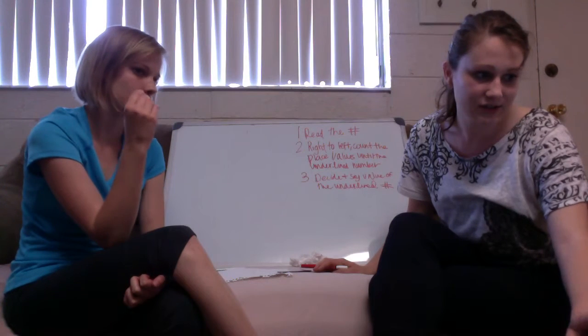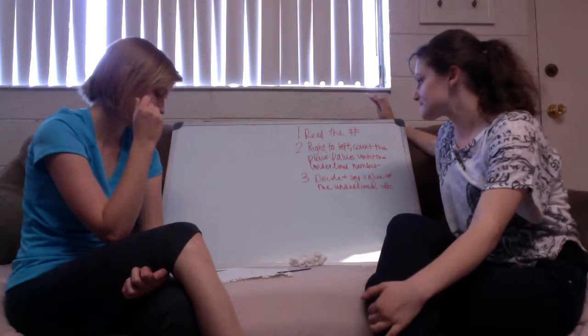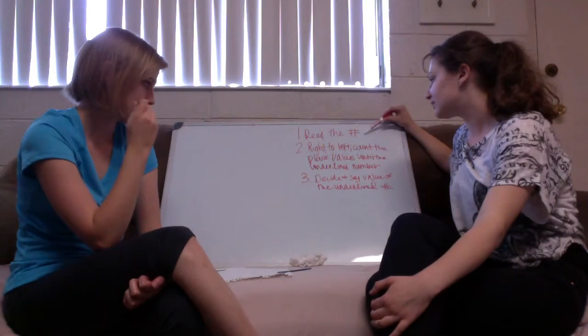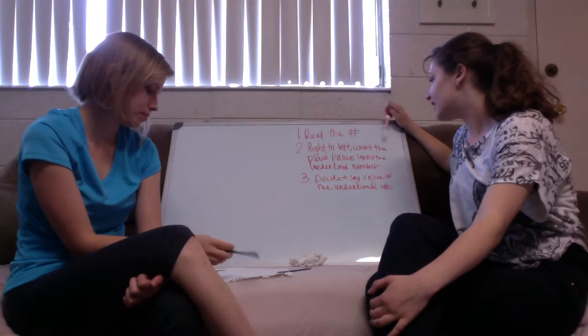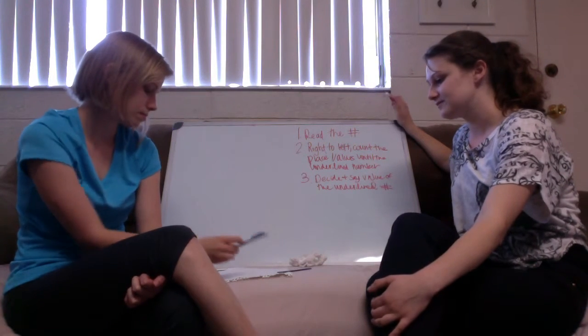Okay. All right, let's go now to the rest of our problems. So we are going to do step 1. We're going to read the numbers. So everybody, can you read the number? Great. After you've done that, we'll move to step 2. We're going to right to left count the place values until the underlined number. So I'll give you a second to do that.